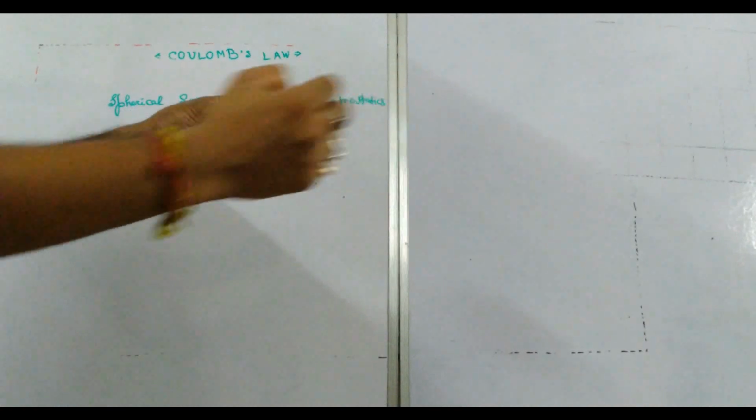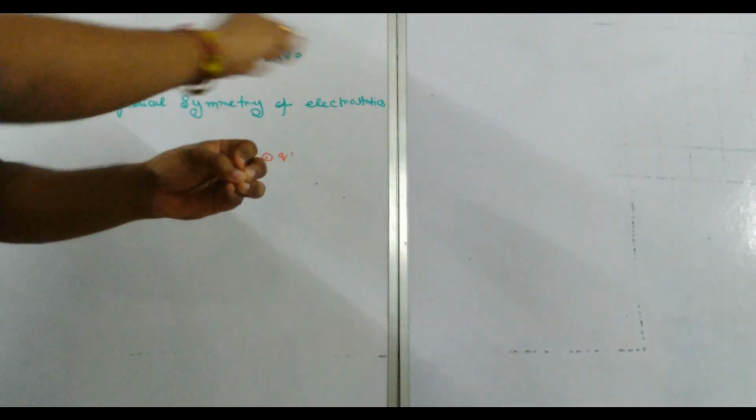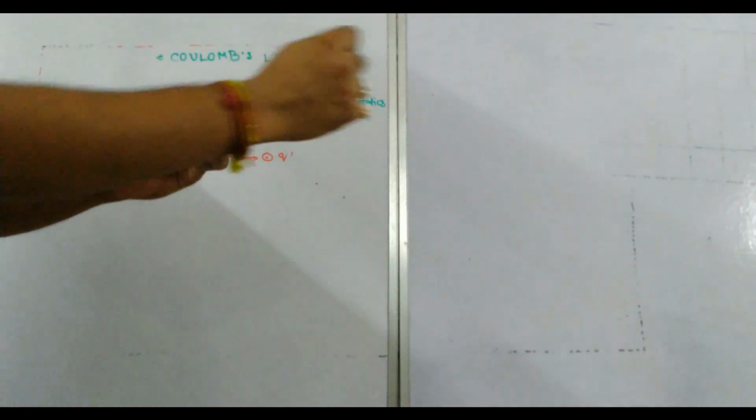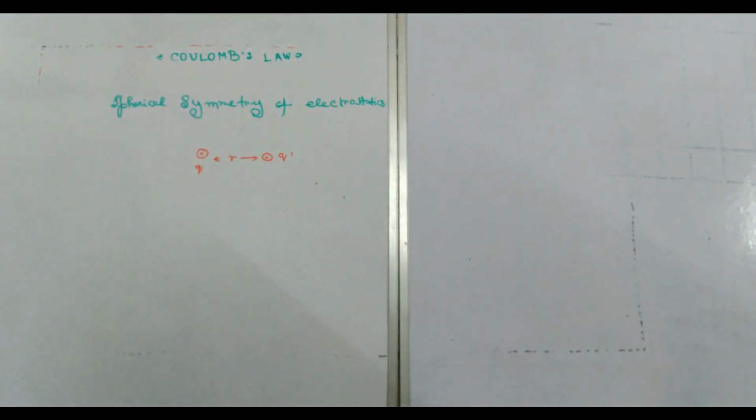Let us imagine it here, anywhere on the surface of the sphere. The distance between the two charges will be the same. As a result, the force of repulsion or attraction must be the same. This is nothing but the spherical symmetry of electrostatics.